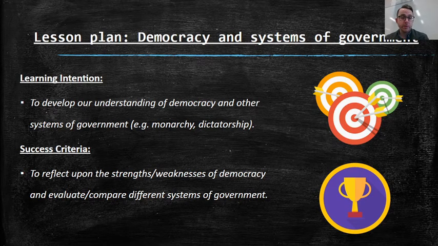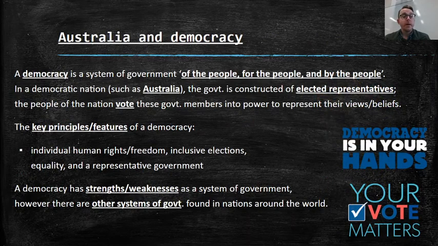So what are our strengths and weaknesses compared to a dictatorship? What can our country do better? What can their country do better? So, a democracy is a system of government of the people, for the people, and by the people. A very famous quote from Abraham Lincoln, former US president.